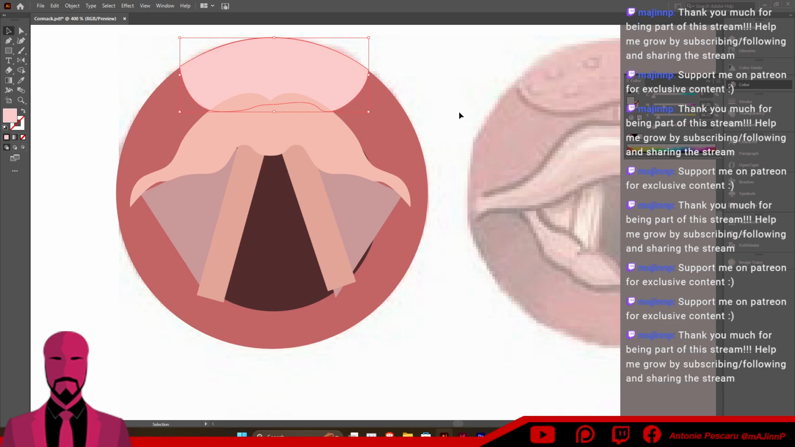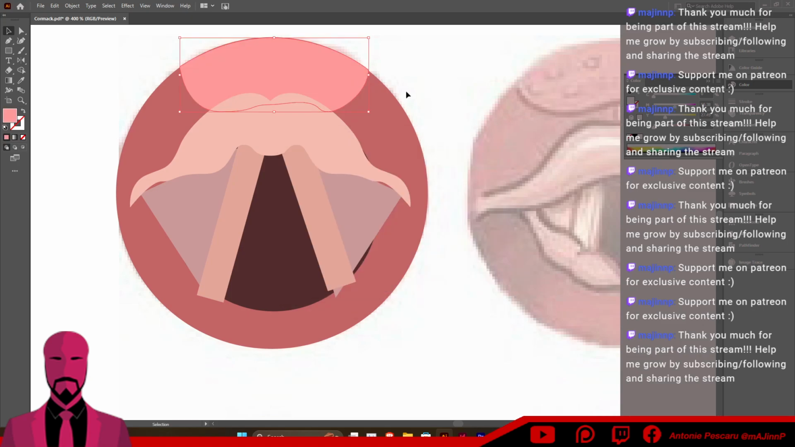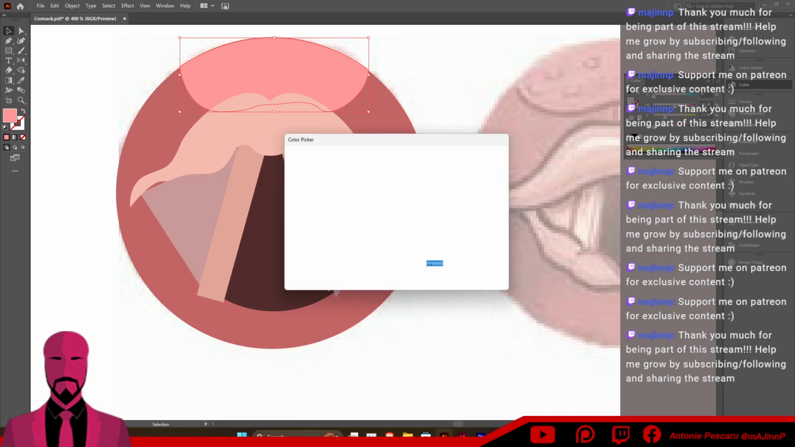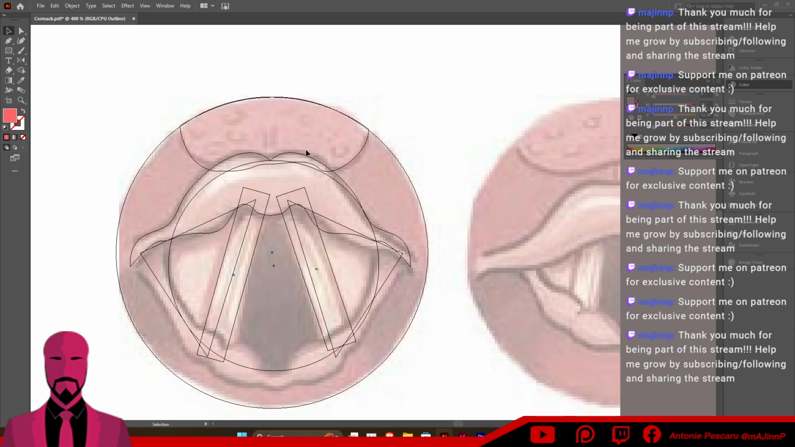That's a beige tongue. That's a very white beige tongue. That's also a beige tongue, but it's not that bad. And then... actually, never mind. We'll keep it as the same color.